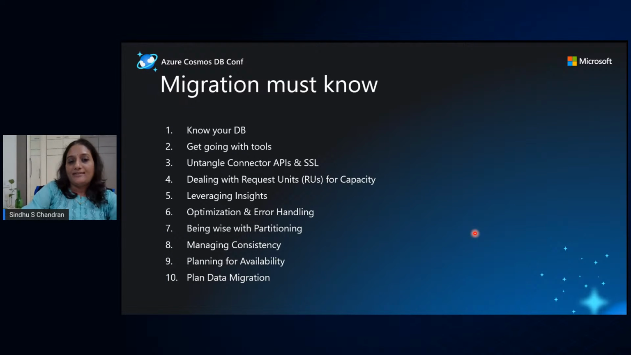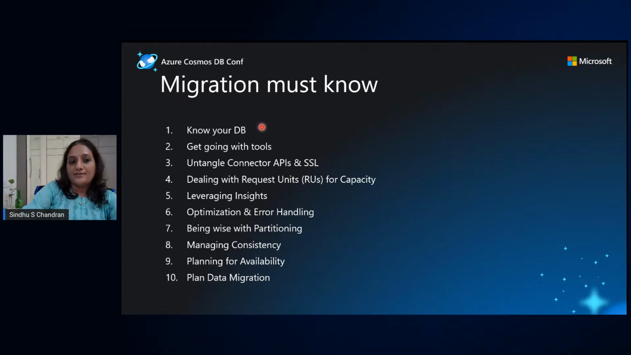So this is my 10-point list of some of the things that I have learned during this journey. This is mostly from a developer perspective, but covers some part of the architectural concepts that we need to be aware of when moving from Cassandra to Cosmos DB.